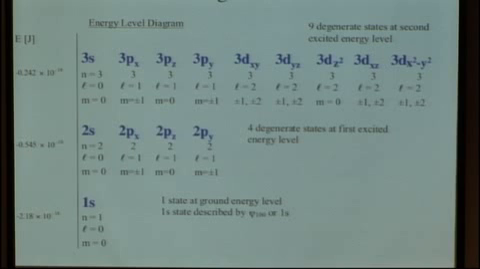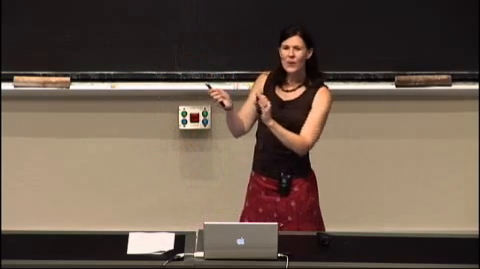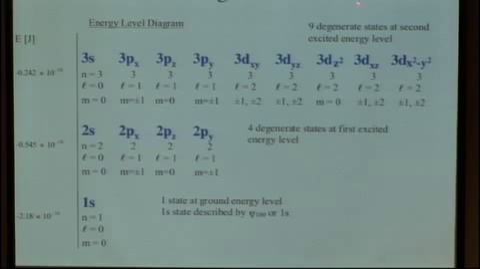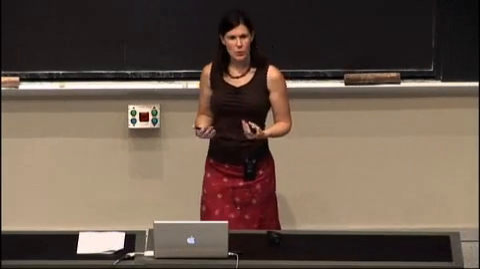We'll call these the 3dxy as the subscript, the 3dyz, the 3dz squared, the 3dxz, and the 3dx squared minus y squared. What you need to know is that when m equals 0, it's 3dz squared. That's it. The other ones, the dxy, dyz, those are going to be those more complicated linear combinations. You don't need to worry about them.